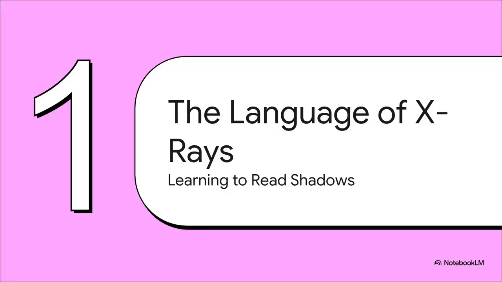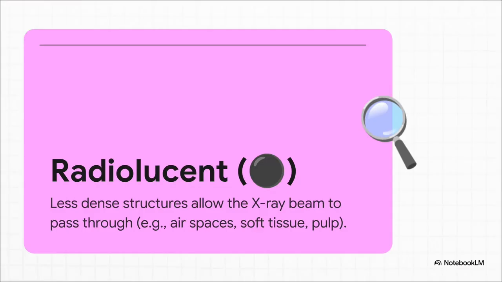Okay, first things first. Just like any language, you gotta learn the basic words. For X-rays, that vocabulary is all about light and dark, or to use the technical terms, radiolucent and radiopaque. Let's start with radiolucent. The easiest way to remember this is that lucent sounds kind of like see-through. These are the dark or even black areas. So why are they dark? Because things that aren't very dense, like the soft pulp inside a tooth or the air in your sinuses, don't stop the X-ray beam. It sails right through and hits the sensor, making that spot dark.